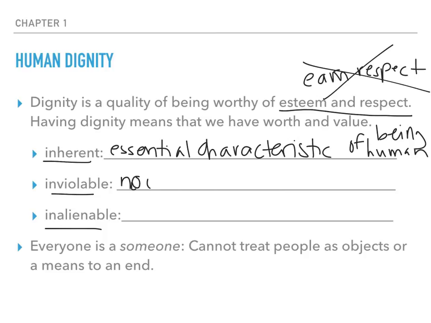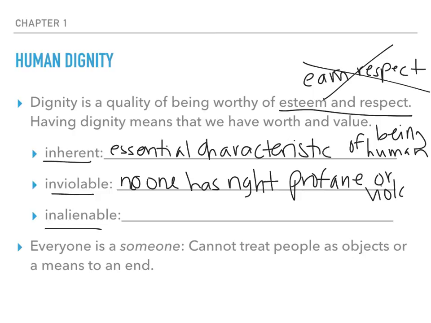the right to profane or violate it. So now, is it possible for people to violate someone else's dignity? Yes. For example, rape would be a violation of someone's human dignity because it uses a person as an object. But no one has the right to do that. That's part of the reason why many actions are considered inherently immoral, is because they violate human dignity. Finally, it's inalienable, meaning it cannot be taken away.